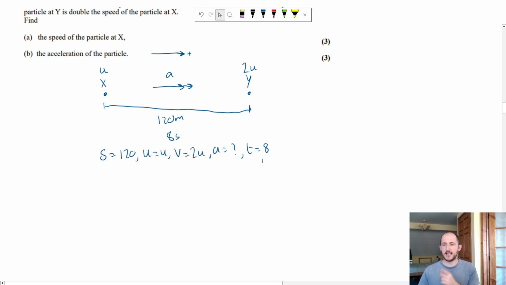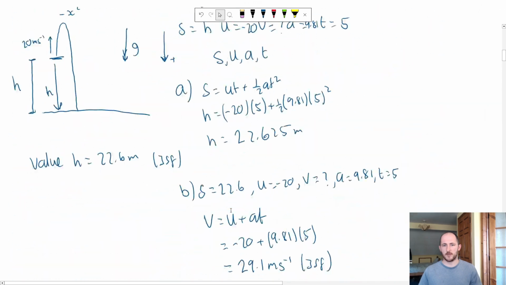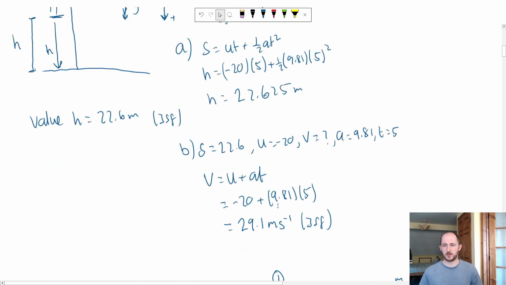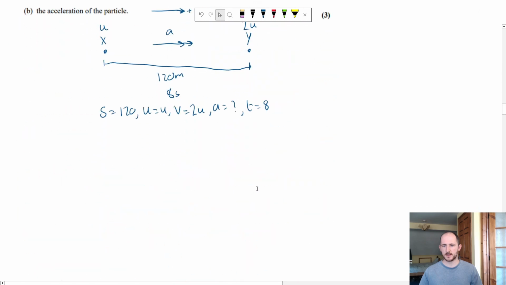So S, U, V, and T. So if we go all the way up to the top, S, U, V, and T, you can have this one here. And that's actually the only one. This one, S equals U plus V over 2 times T. So let's go all the way back down again.